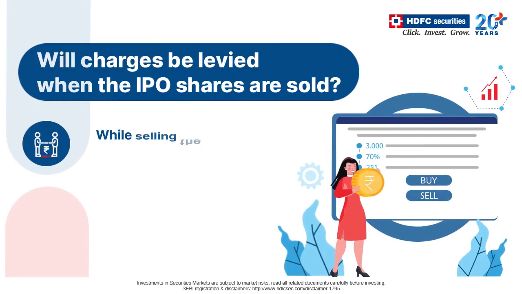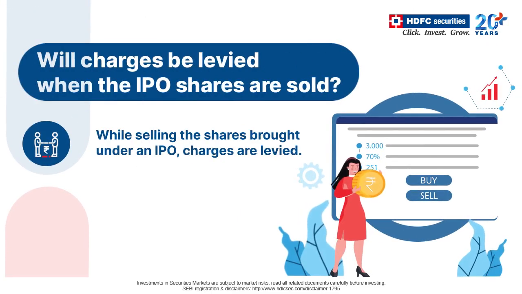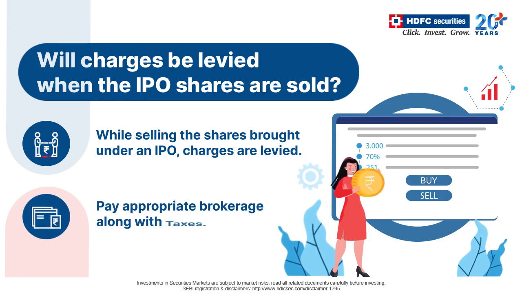While most intermediaries allow you to apply for an IPO without any cost, you will be charged the specified fees when you sell those shares. You will be charged the appropriate brokerage along with the required taxes. The amounts levied for the two will be in accordance with the charges levied when you sell any other shares bought directly from the stock market.